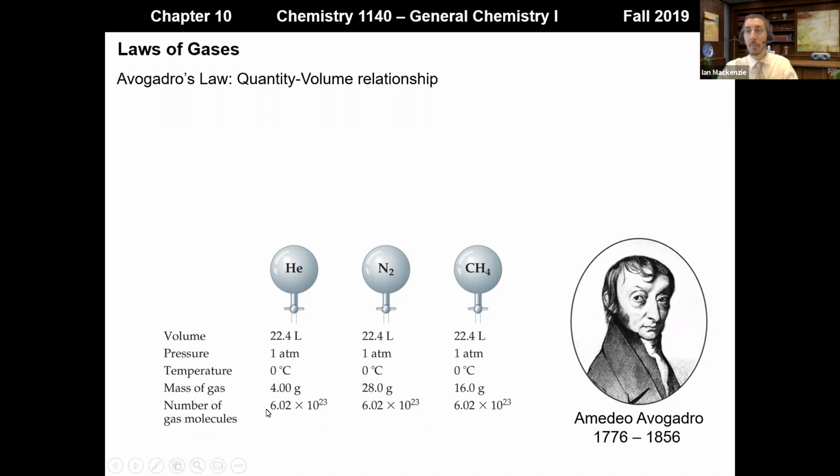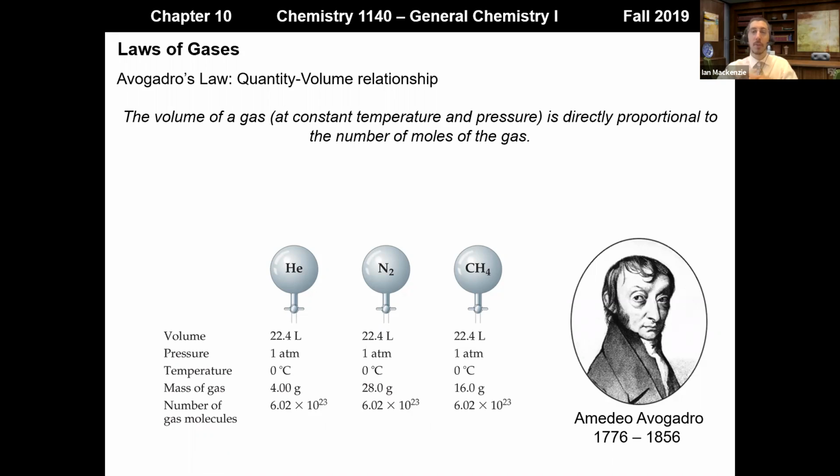So as long as the number of gas molecules is the same, then the individual identity of those gas molecules doesn't matter. The volume will be the same. So there's this relationship here where the volume of a gas at constant temperature and pressure is directly proportional to the number of moles of a gas. And this is probably the most intuitive. So if we increase the number of moles, or the quantity of the gas, the volume of the gas will increase.